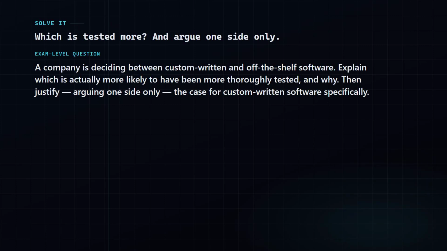Here is your exam-level question. A company is deciding between custom-written and off-the-shelf software. Explain which is actually more likely to have been more thoroughly tested and why. Then justify, arguing one side only, the case for custom-written software specifically. Pause it and check whether your justify answer secretly hedges with the other side before you continue.